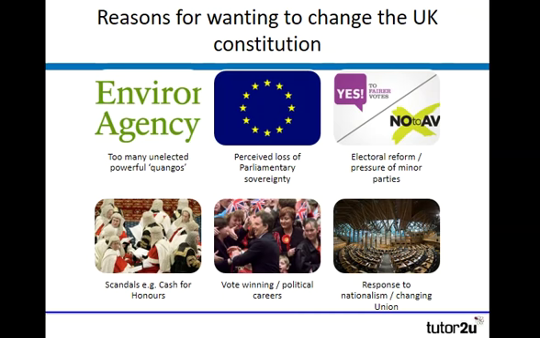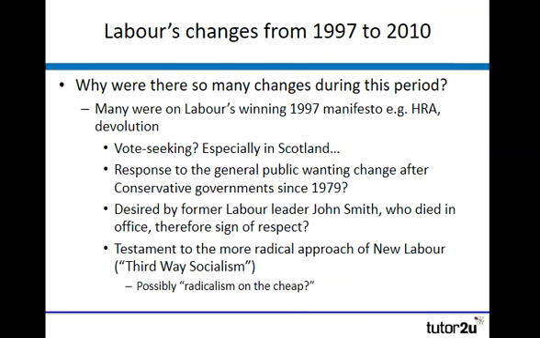So those are some of the key reasons why the UK constitution might be changed. So why did Labour make so many changes from 1997 to 2010? And there really were a significant number of constitutional changes in that period. Now the key is that many of these were actually on Labour's winning 1997 manifesto. So they did have a mandate to push through these changes. Examples, as we've already mentioned, include the Human Rights Act and devolution.